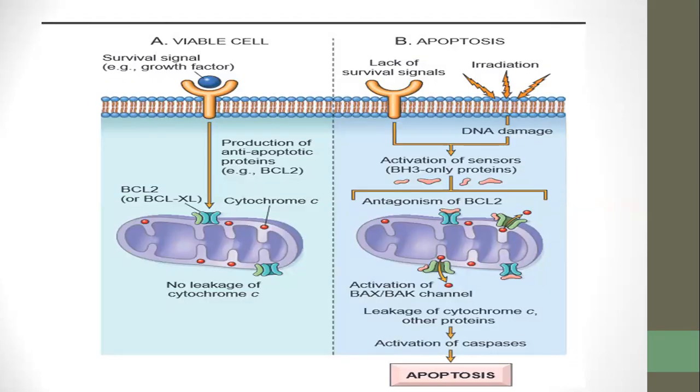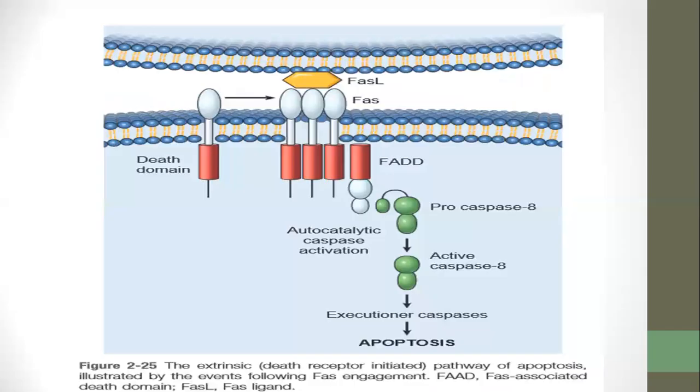Here in this picture, you can see a viable cell which is receiving growth signals, and therefore it does not undergo apoptosis. On the other hand, there is a picture of apoptosis when there is lack of growth signals or radiation or any kind of DNA damage. This stimulates the mitochondria to release its pro-apoptotic proteins and to release cytochrome C, and there is activation of caspases which leads to apoptosis.